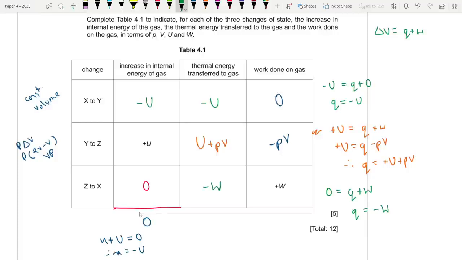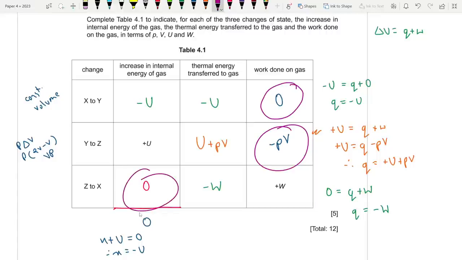How did I do this? At first, I figured out a few things: for X to Y, since the change was at constant volume, the work was 0. Next, for the change from Y to Z, since volume increased by V, and increase is associated with work done by the gas, the value will be minus P del V, so del V is V and P is P, constant. So the work done is negative. Also, I know that the change Z to X occurs at constant temperature, so the change in internal energy is 0.